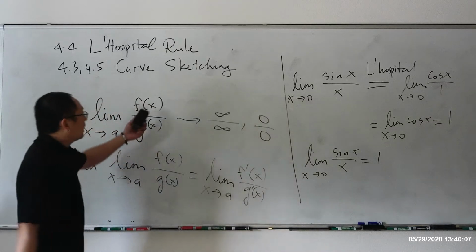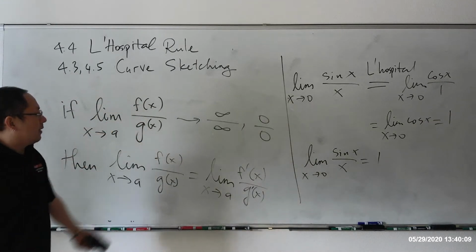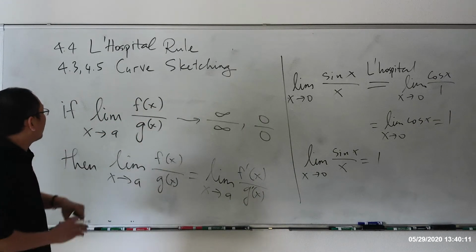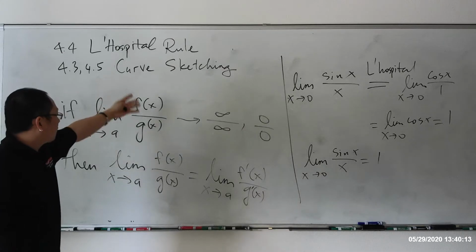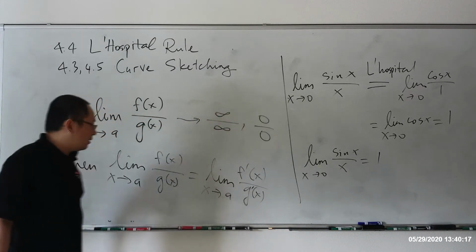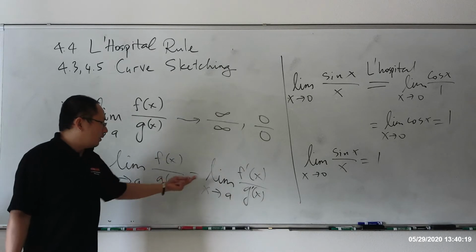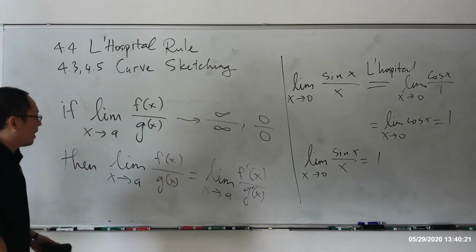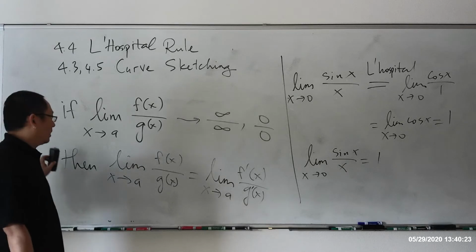And the whole section 4.4 is about this, so it's all about practice. We only learn one thing here. You have a limit of a fraction, and if it's of the form infinity over infinity or 0 over 0, then you can use the derivative of the top over the derivative of the bottom to calculate the limit. It's going to be the same answer.